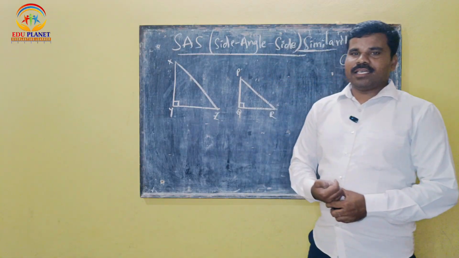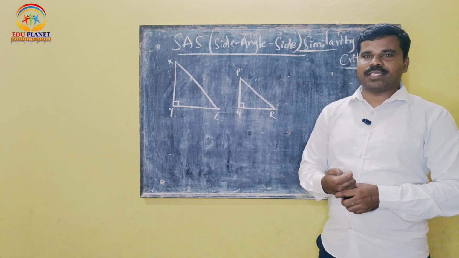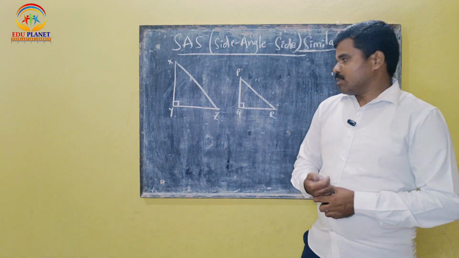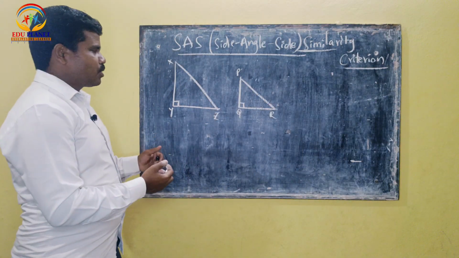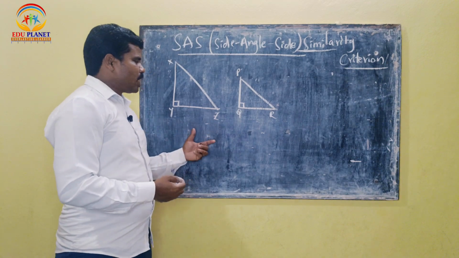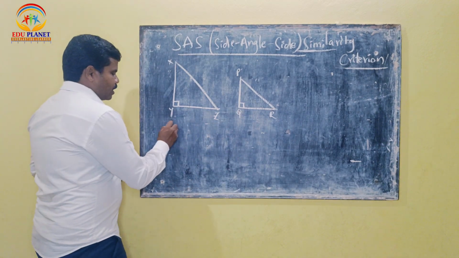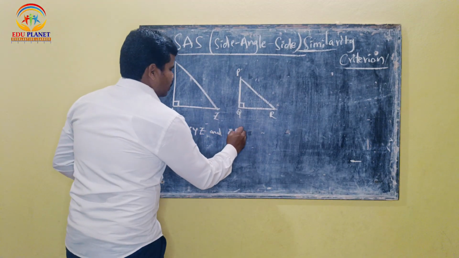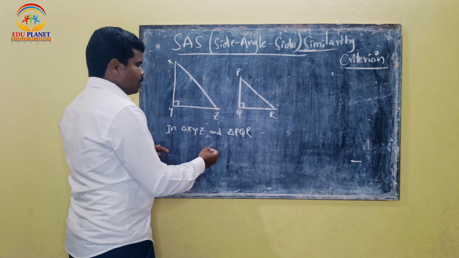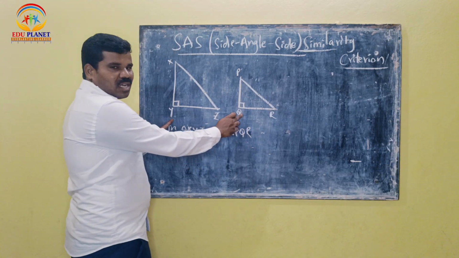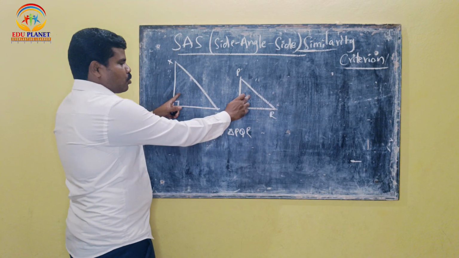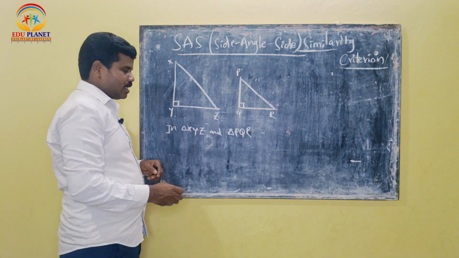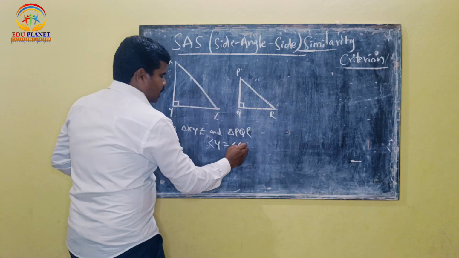The third one is SAS similarity criteria. It stands for side, angle, side. Let us see about it. Here I have taken two triangles. So in the two triangles, what is same? In triangle XYZ and in triangle PQR, what is same? Both angles are equal, angle Y and angle Q, because these two are right triangles and angle Y and angle Q both are right angles. Angle Y equals angle Q.